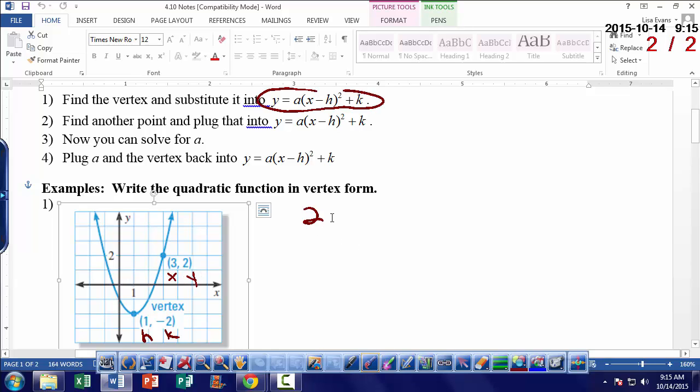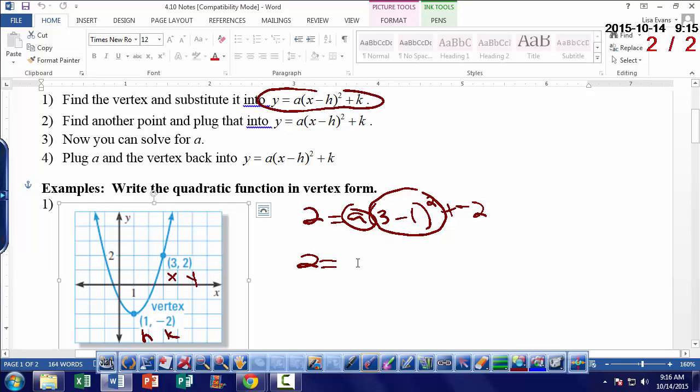So we get 2 equals a times 3 minus 1 squared plus negative 2. Now look, I have everything except a. The reason we're doing this is so we can find a. When we write an equation in vertex form, we usually have our vertex plugged in and we usually have an a plugged in. So that's why I'm doing this work. We're going to go ahead and do this part first.